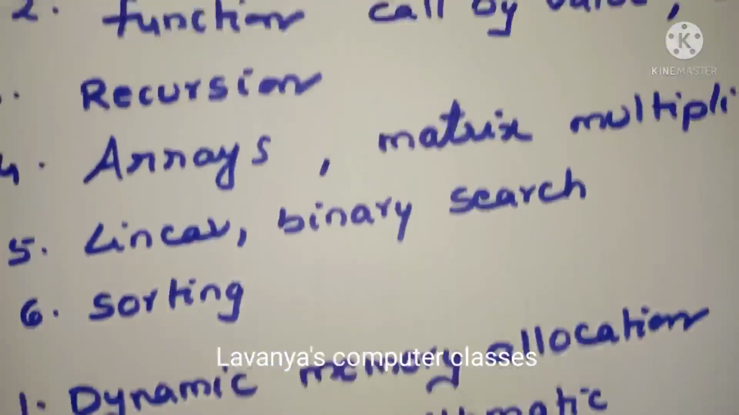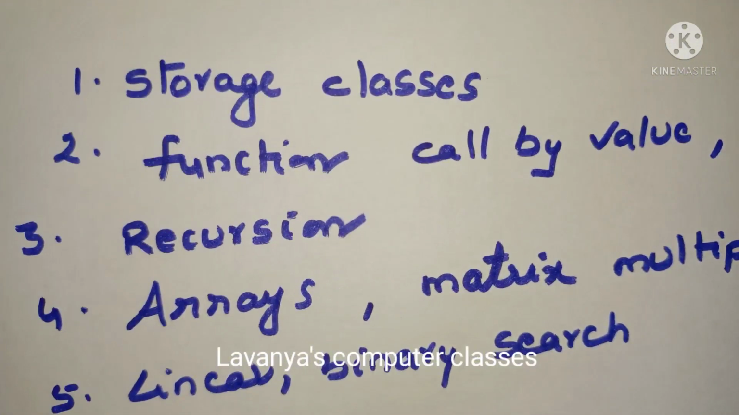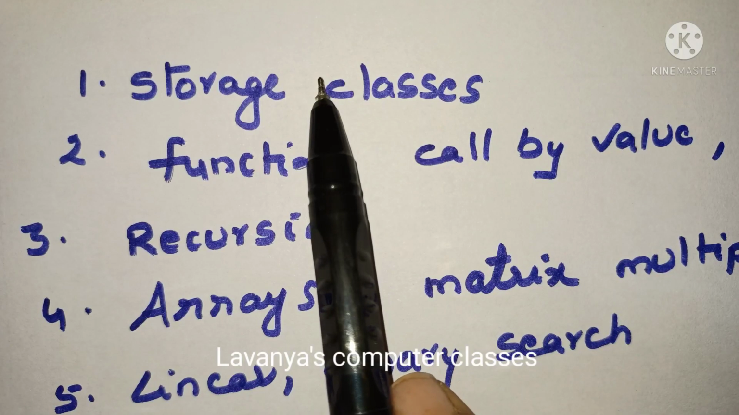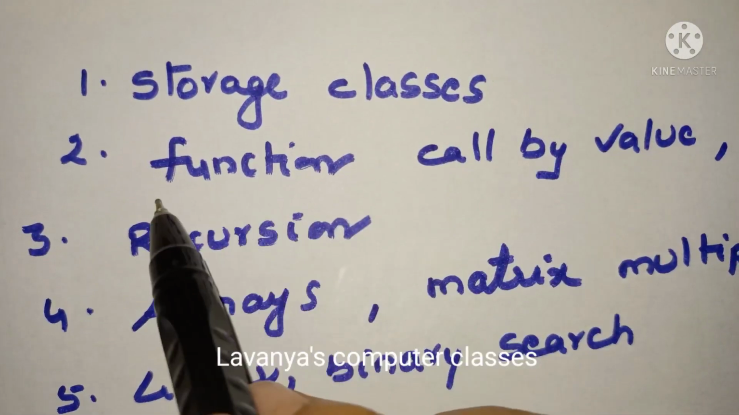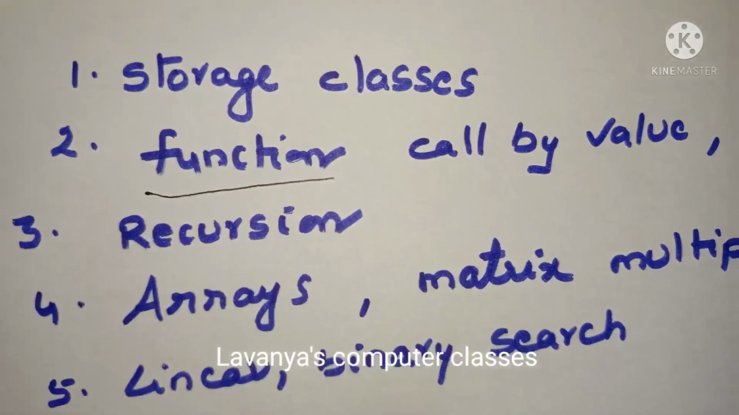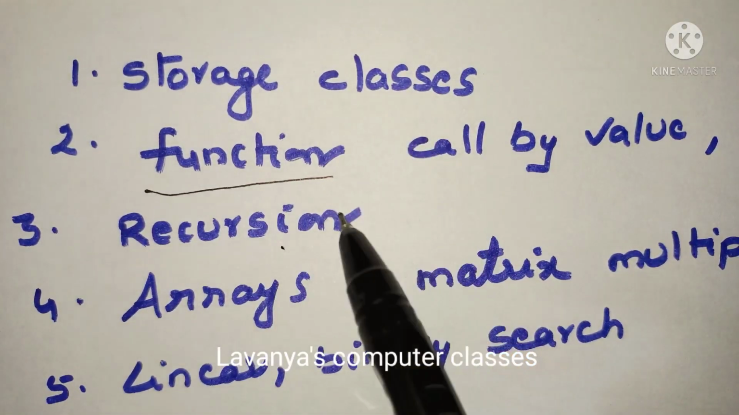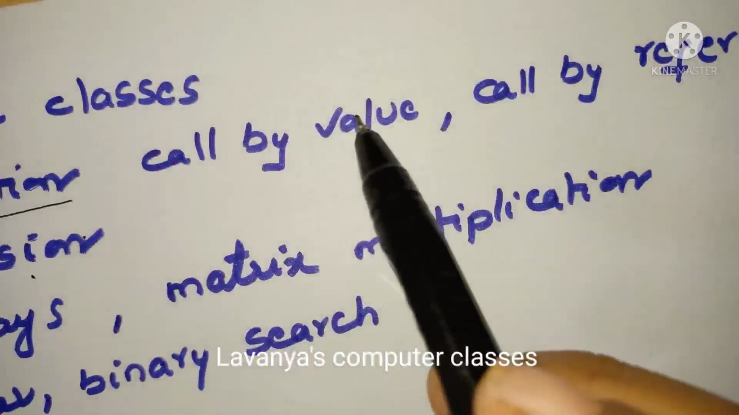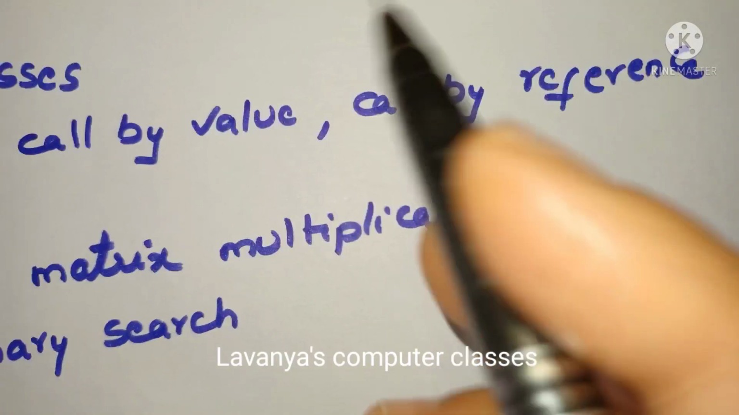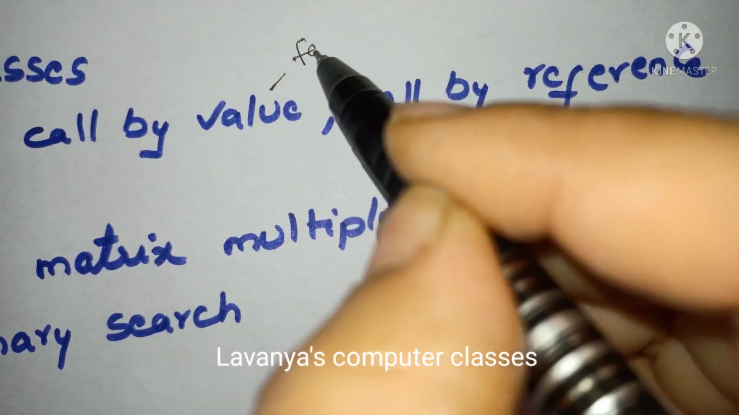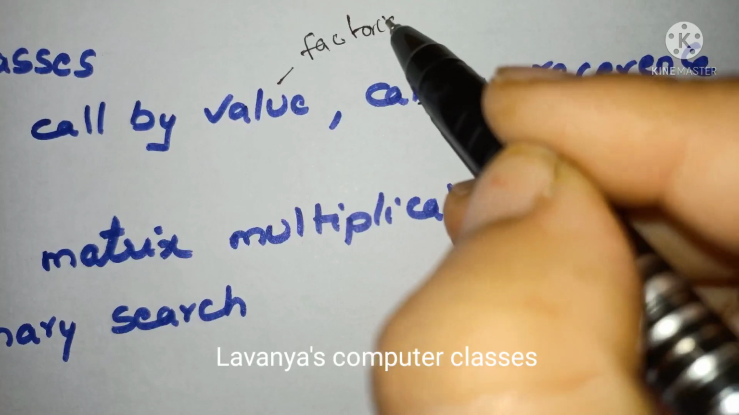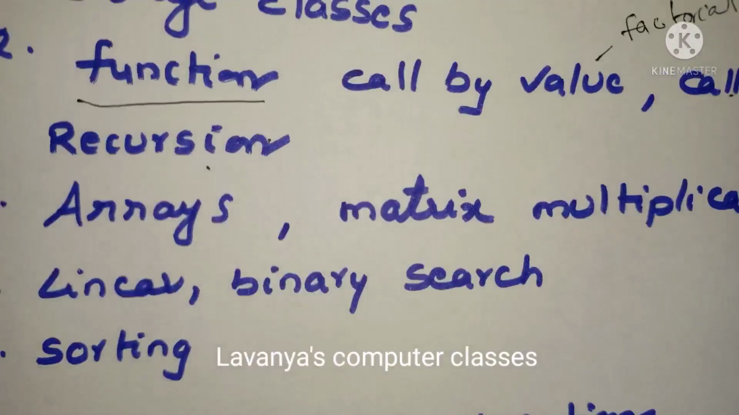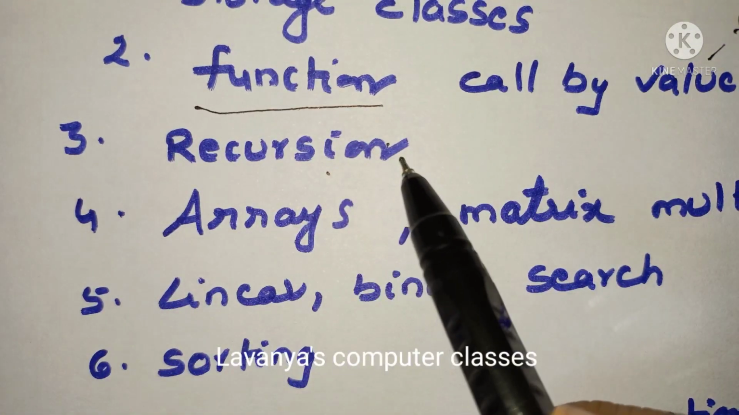Concentrate. If we come to unit 2, in unit 2 a very important question is storage classes. Next important question is functions. Functions, recursion. This is also a topic under functions only. Call by value, call by reference. For this we go for factorial of a number program or swapping of two numbers programs. Everything is explained with programs only. A very important question is recursion.